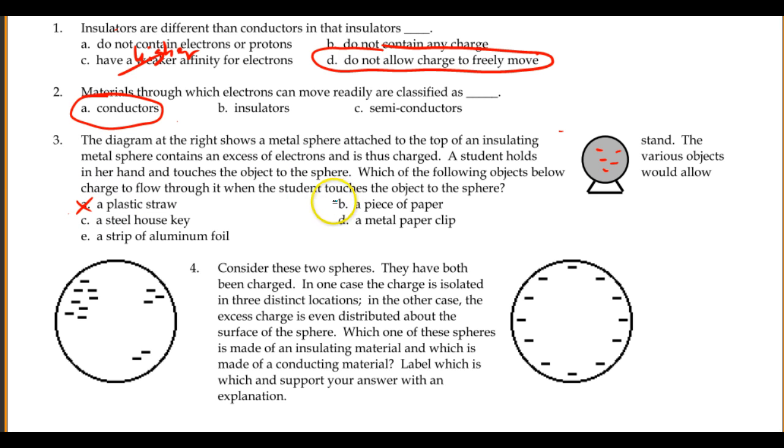Piece of paper, same kind of thing. Paper is an item made up of cloth and items that tend to not easily allow electrons to pass through. A steel house key is a metal. It will definitely let the electrons travel easily. A metal paperclip. Metals, again, are good conductors. And aluminum foil. Those are all good conductors of electricity as well as heat.